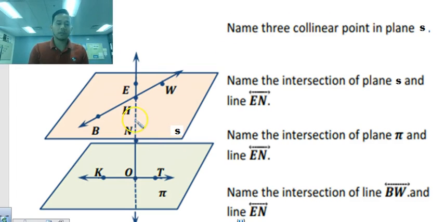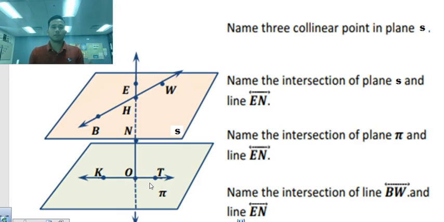There are two planes. The first plane is your plane S. The second plane is your plane pi. There are three lines in here. We have line EN, or line EO, or however you name it, as long as there are two points. This vertical line here, and then we have the slanting line, which is BW, and then the other line, the horizontal line, which is line KT.